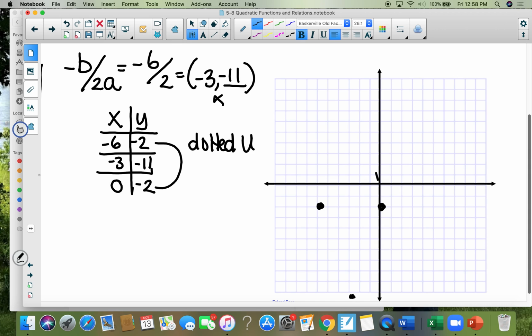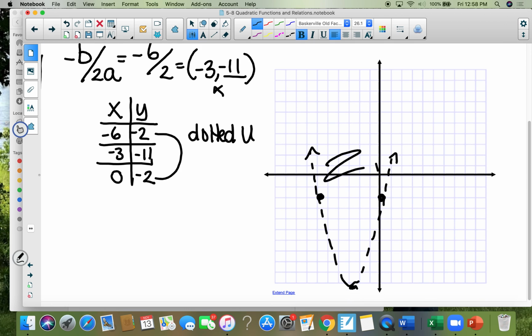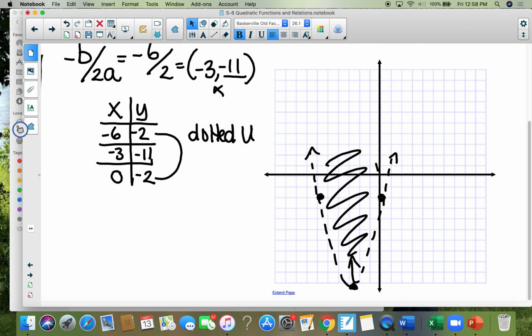Right here is a negative 11, and it's going to be a dotted one because there's no line underneath the inequality, and the inequality is greater than, so you shade above the vertex. This is the vertex, so you shade above it, which would be in there. And that's all the notes for 5.8.